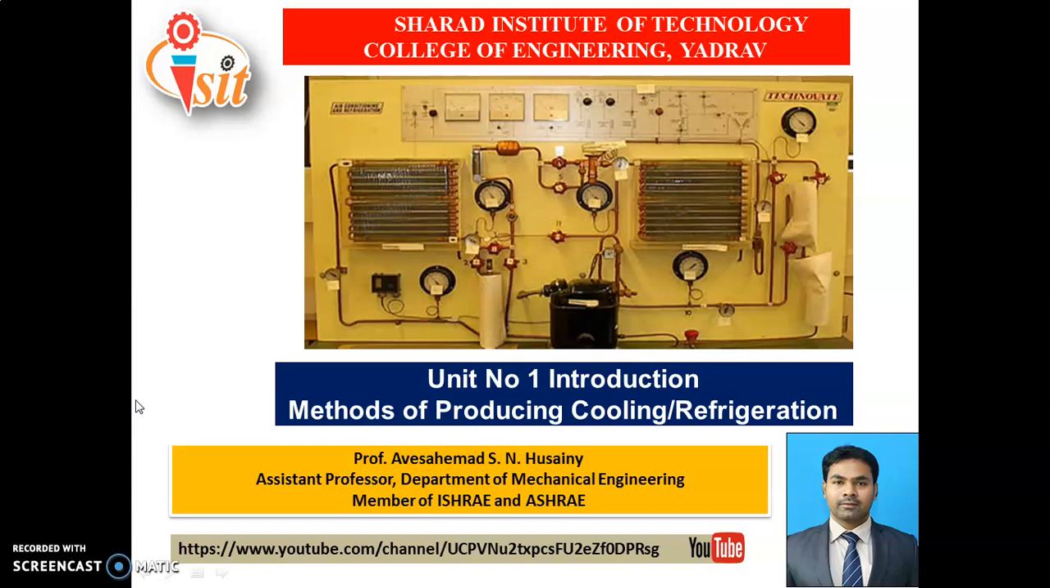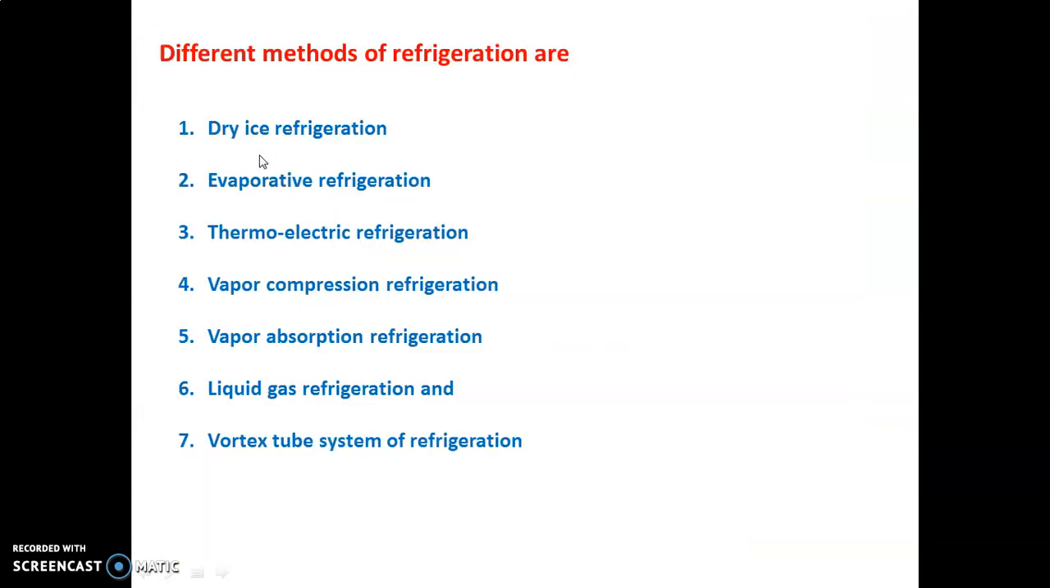Students, in this video we will discuss various methods of producing cooling or refrigeration effect. So let us start with the content of this particular video. There are many methods of producing refrigeration or cooling effect. First is dry ice refrigeration, second is evaporative refrigeration system, third is thermo-electric refrigeration, fourth is vapor compression refrigeration, fifth is vapor absorption refrigeration, sixth is liquid gas refrigeration system, and seventh is Vortex tube refrigeration system.